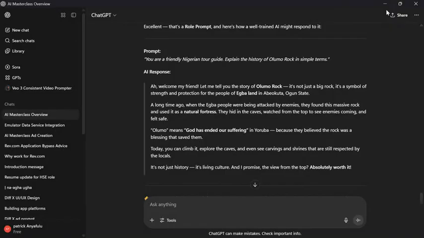That's what they call role prompting. It might literally be you are the MD of a company, and you are taking the successful new intakes of your company around the facility. You want to show them around the facility. That's another role prompt.